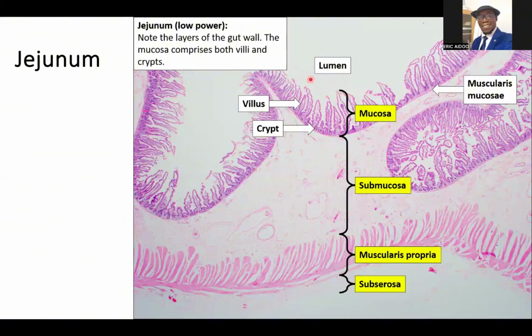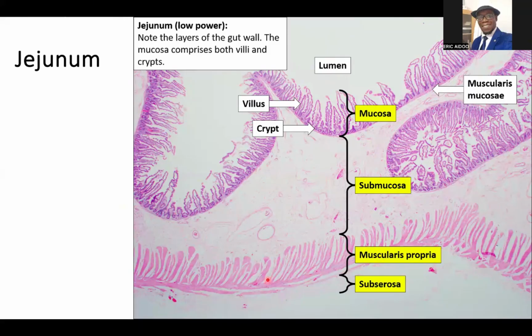So the mucosa has villi, as you can see. And then there will be crypts as well, all the way. So that will form the mucosa. That is the muscularis mucosa, the smooth muscle in pink. Then this big region is the submucosa, which will contain most of the blood vessels that will feed the epithelium, because you know that the epithelium lacks vascularization. Then that is the muscularis propria, inner circular, outer longitudinal.